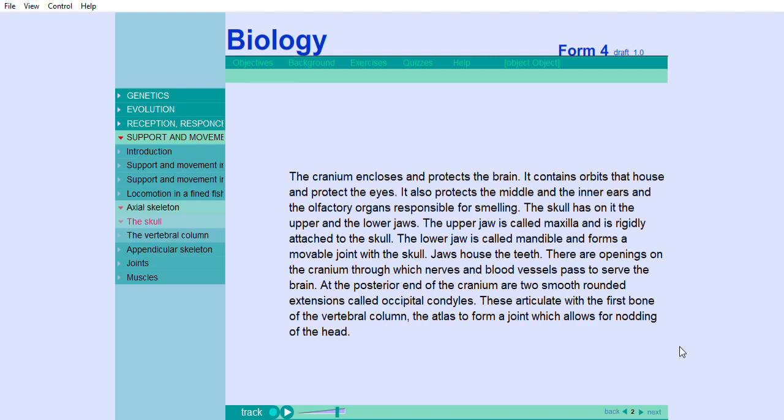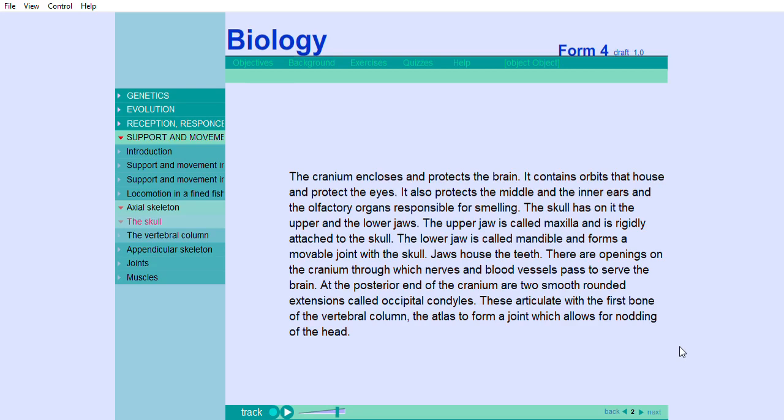The skull has on it the upper and the lower jaws. The upper jaw is called maxilla and is rigidly attached to the skull. The lower jaw is called mandible and forms a movable joint with the skull. Jaws house the teeth. There are openings on the cranium through which nerves and blood cells pass to serve the brain.